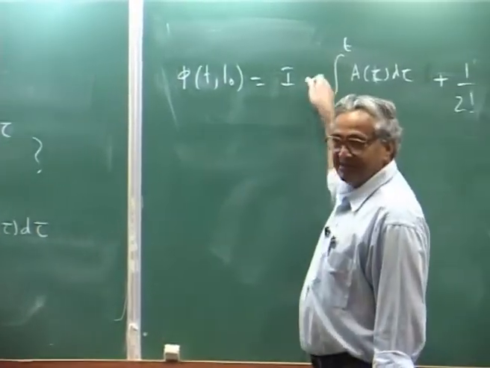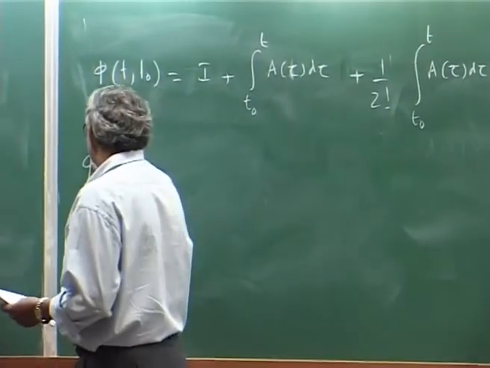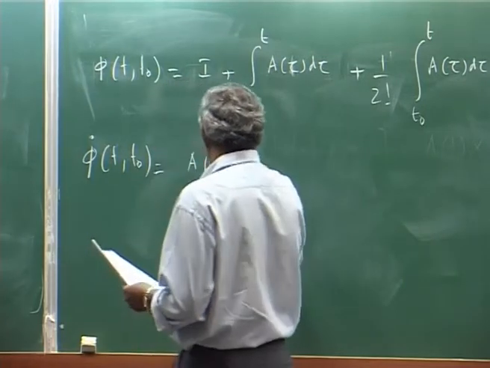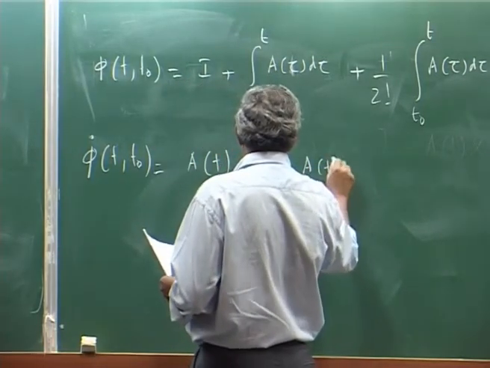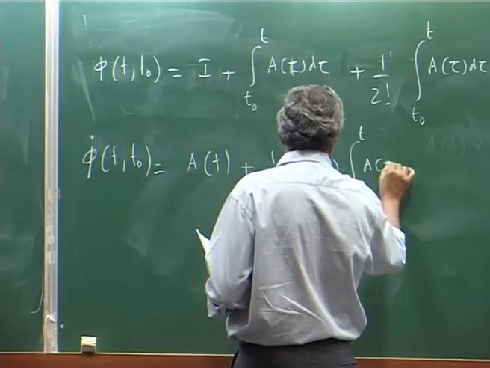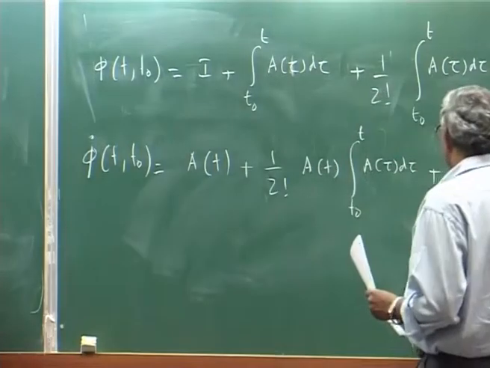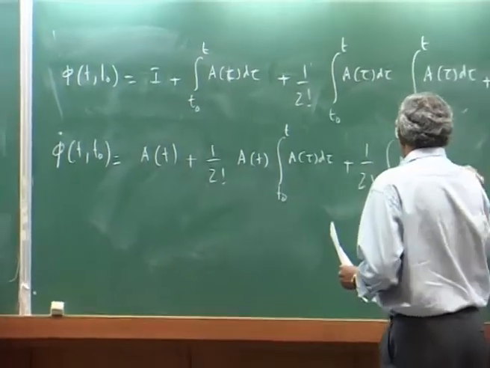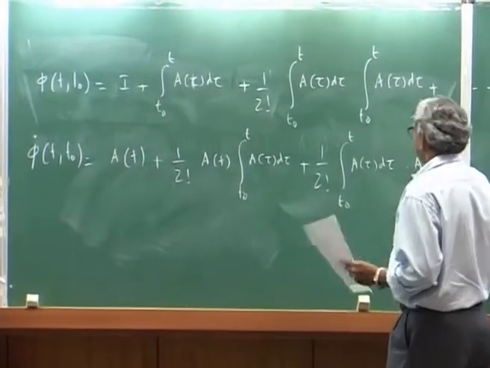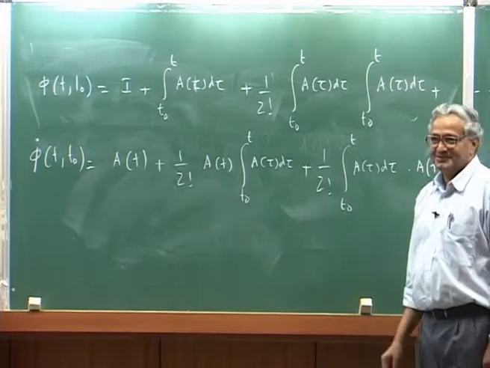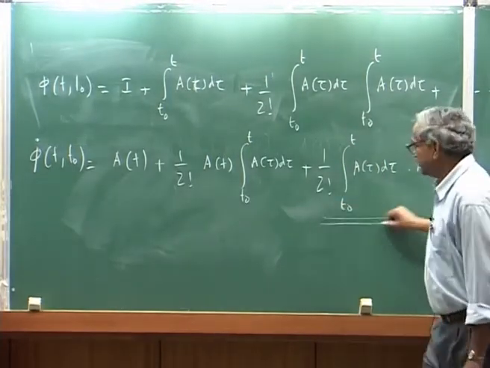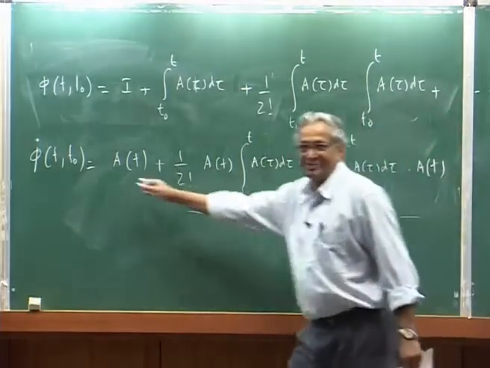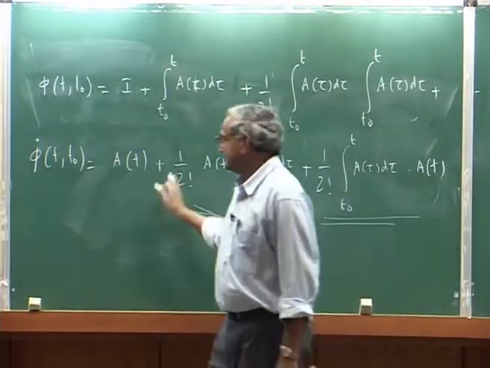Now, if I differentiate phi dot, this is a t, but this will be 1 by 2 factorial a of t integral t0 to t a tau d tau, plus 1 by 2 factorial integral t0 to t a tau d tau and then a t. First you take this. Now, if these two are commuting, then you can take a out. If they do not, you cannot write this solution.